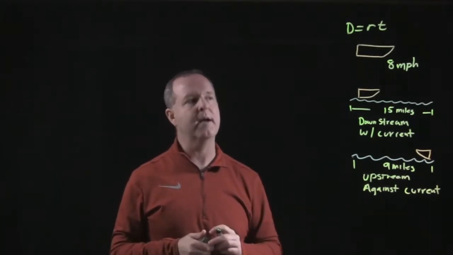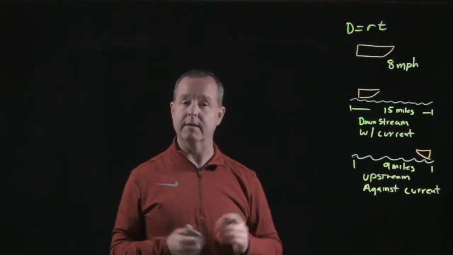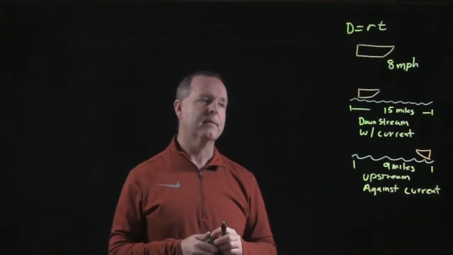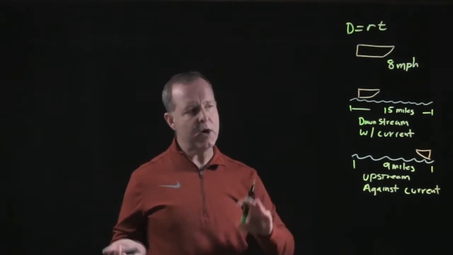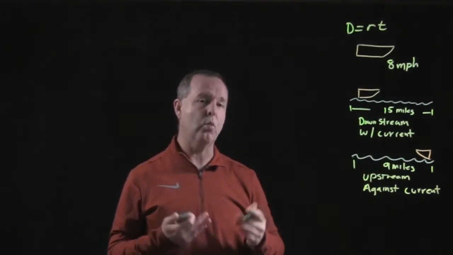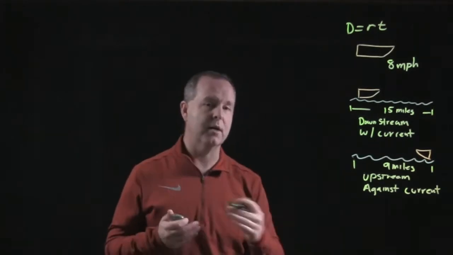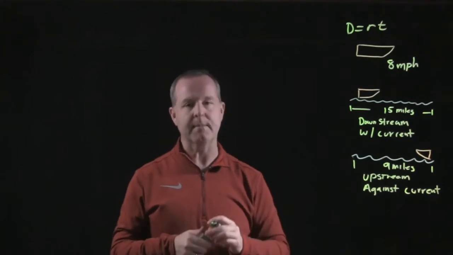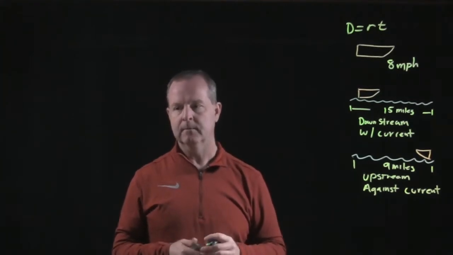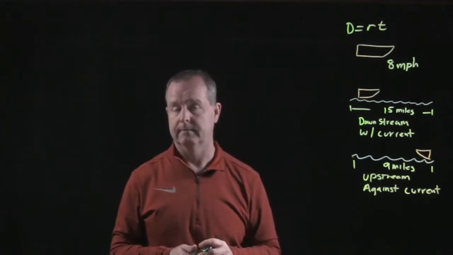So imagine we're on the Umpqua and I have a boat that's able to travel 8 miles per hour in still water. Well, on a particular day, I noticed that I was able to go 15 miles downstream with the current in the same amount of time it took me to return 9 miles upstream against the current. So on that particular day, I'd be curious, well, what's the rate of the current?